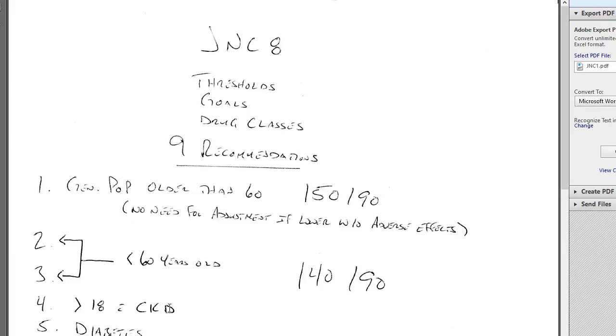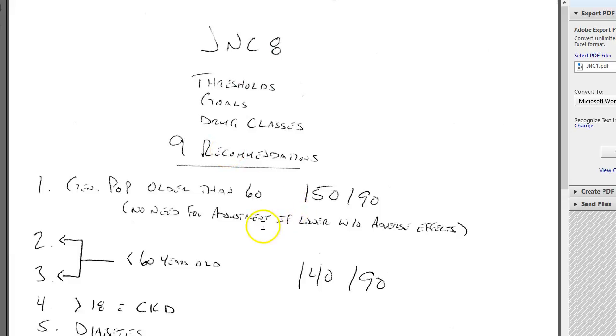But anyway, JNC8 guidelines. I really focused on three areas: thresholds, which we'll talk about in a minute. They redefined the thresholds for treatment. Goals for treatment, and drug classes. There were actually 9 recommendations that came out in JNC8. Why they didn't just call it JNC9, I don't know. Mainly because it was the 8th meeting of this committee. But anyway, it was a bit confusing. JNC8, but there were 9 recommendations. So we'll dive right in.